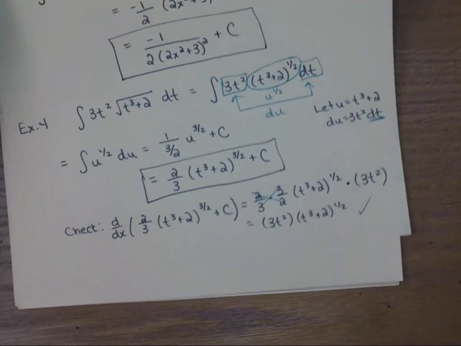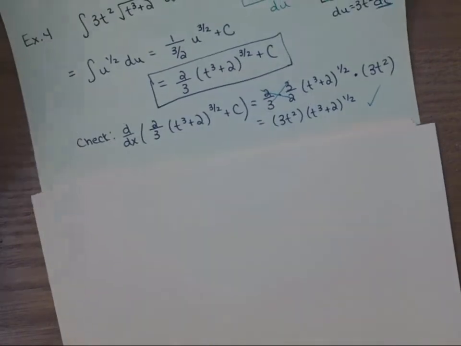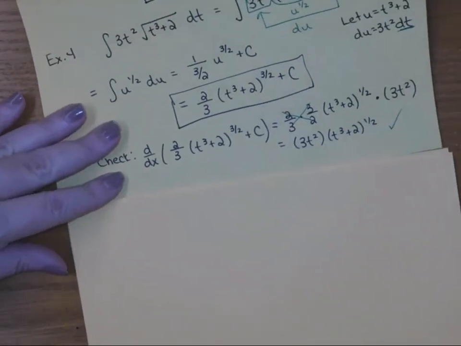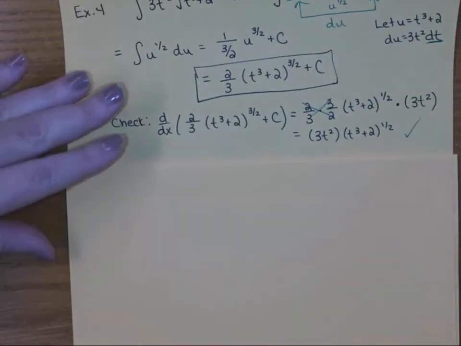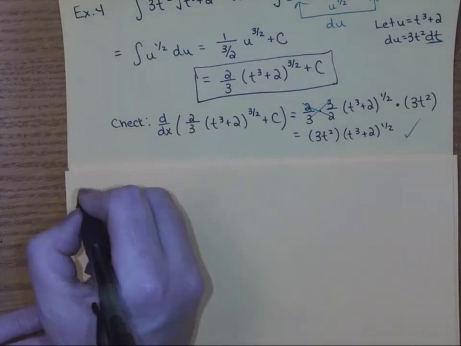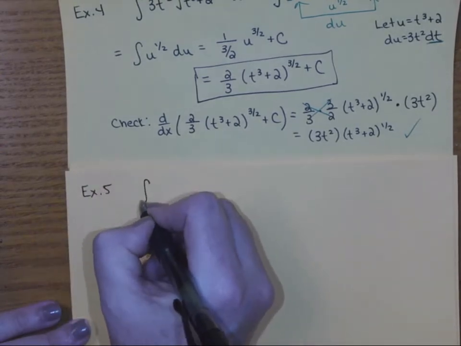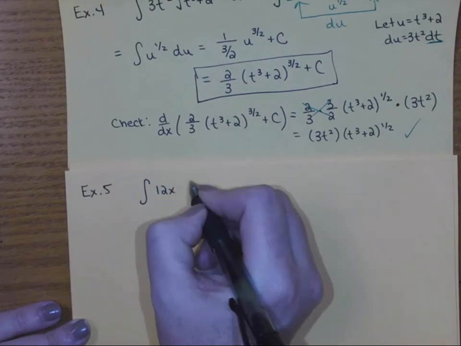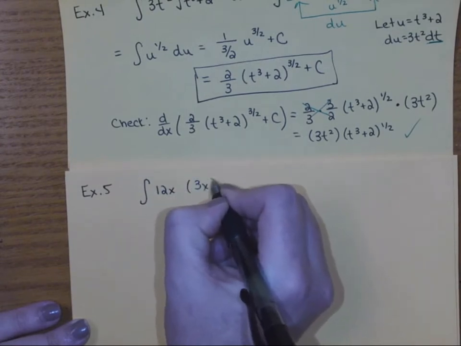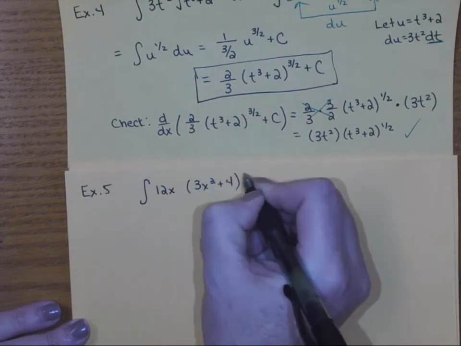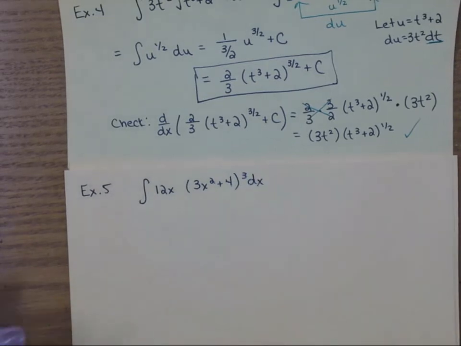All right, so now let's look at some where we might need to make a constant adjustment. Notice that was in the steps, right? I said be careful to adjust the constant if necessary. So let's look at some where that might be necessary. So what if I told you to integrate 12x times (3x squared plus 4) cubed dx?